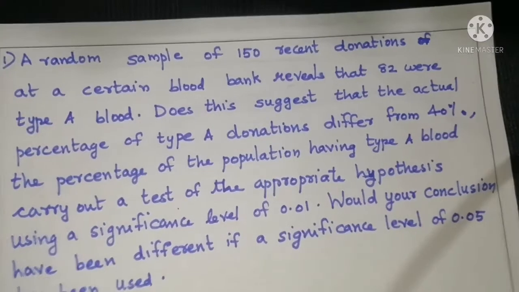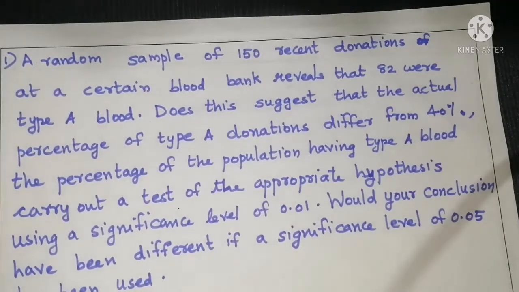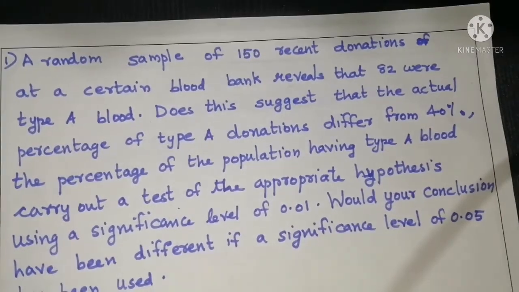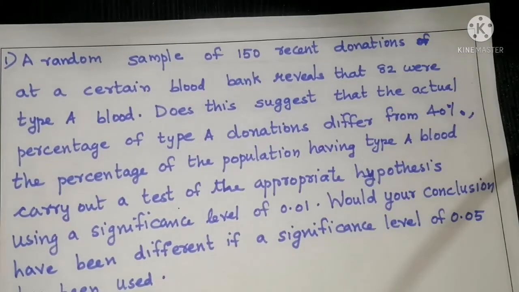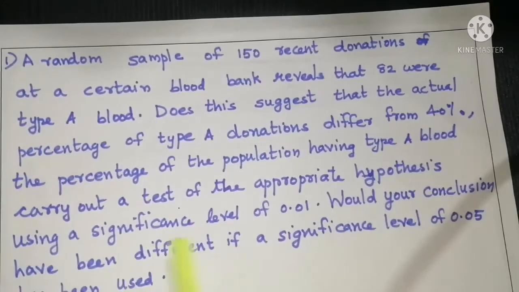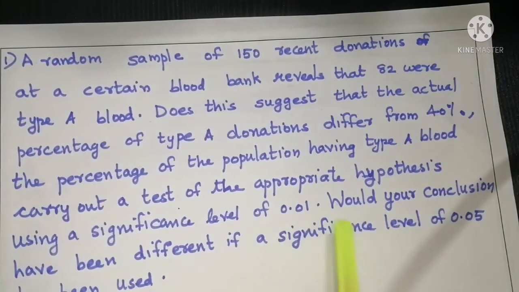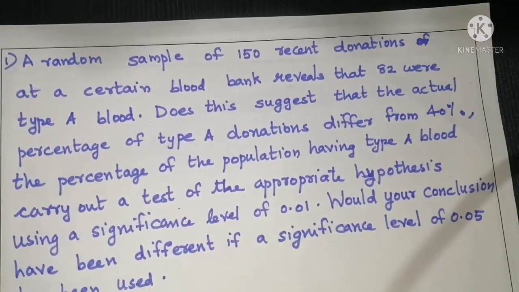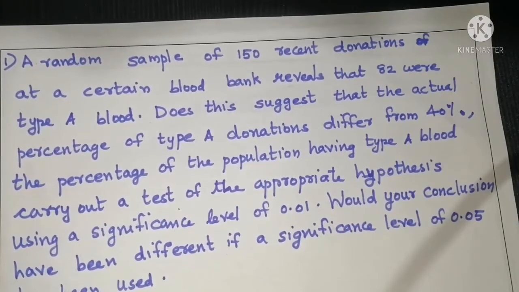Next, moving to the problem. A random sample of 150 recent donations at a certain blood bank reveals that 82 were type A blood. Does this suggest that the actual percentage of type A donations differs from 40%, the percentage of the population having type A blood? Carry out a test of the appropriate hypothesis using a significance level of 0.01. Would your conclusion have been different if a significance level of 0.05 had been used?